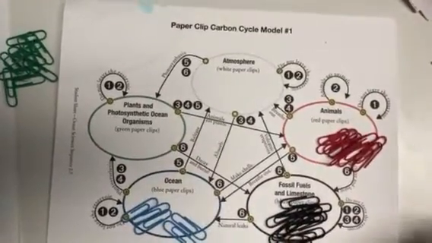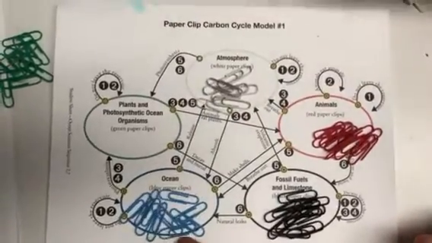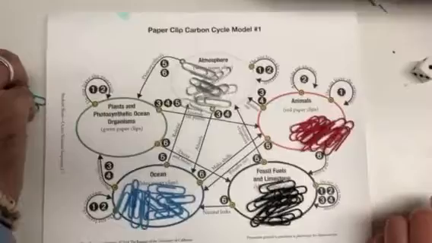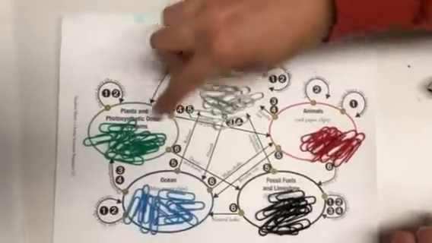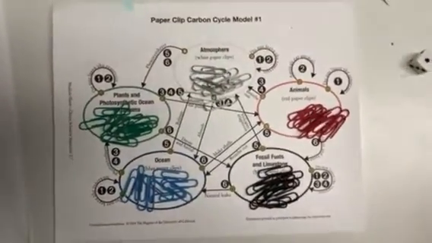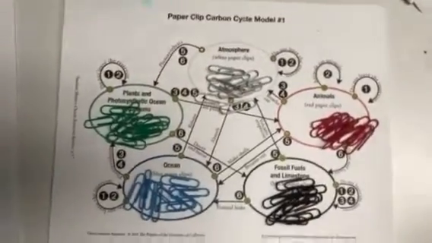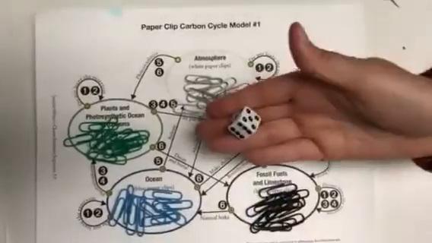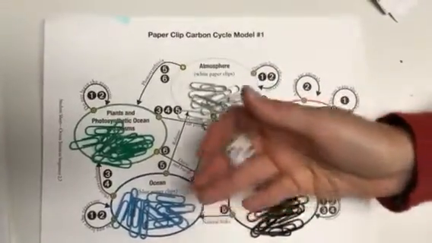And you will see that for animals, for example, you will need red paper clips. For fossil fuels and limestone, black paper clips. Ocean will be blue. Plants and photosynthetic ocean organisms, green. Atmosphere will be silver. So we're going to run a simulation. It looks kind of like a game, but it's not a game. It's a simulation. And we're going to roll the die to move atoms from one reservoir to another via the flows.